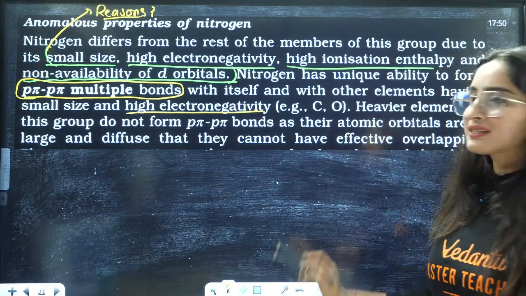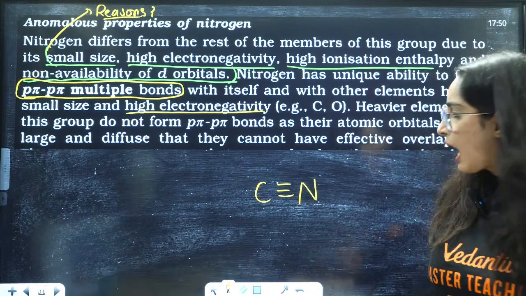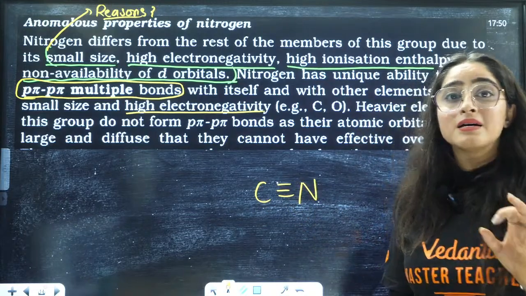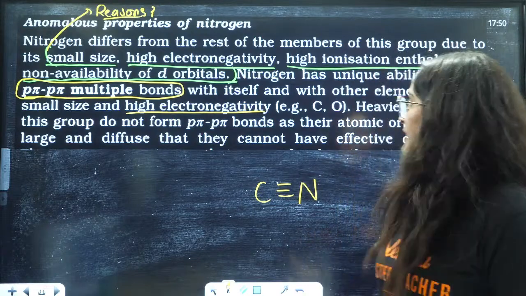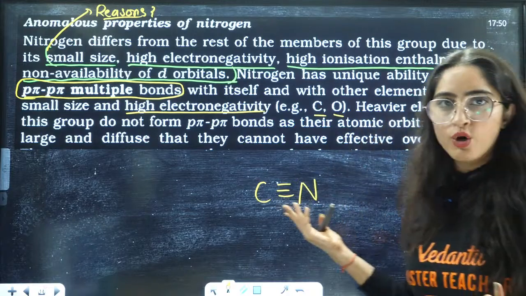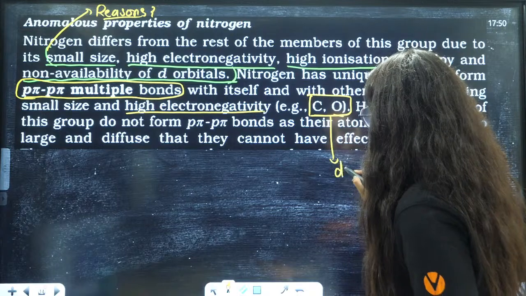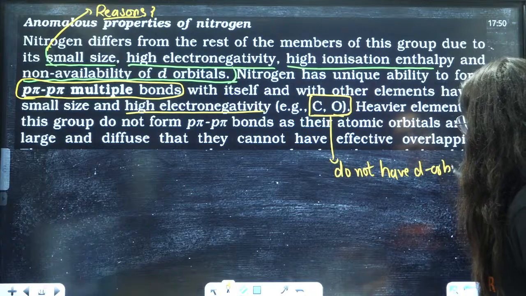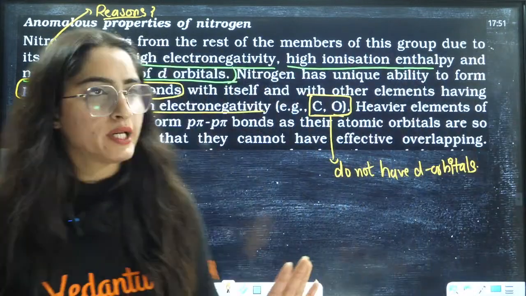For example, with carbon it is forming C triple bond N, right? How is it forming C triple bond N? It is forming a triple bond with the carbon. The reason is its ability to form p-pi bonding, right? With oxygen also it can form the p-pi bond. Oxygen also does not have d orbitals, okay? Carbon and oxygen also do not have d orbitals. That is why here also they are forming p-pi only, not d-pi, right?